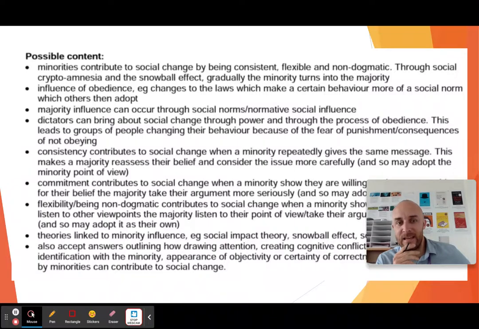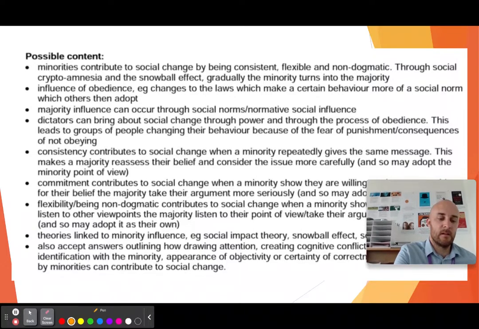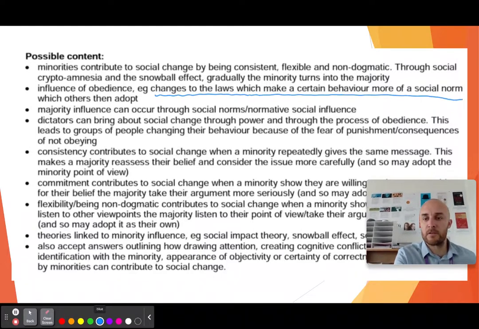So we've got obedience. Let me just do this again. Try to choose a different one this time. We've got changes to the laws which can make a certain behaviour more of a social norm.